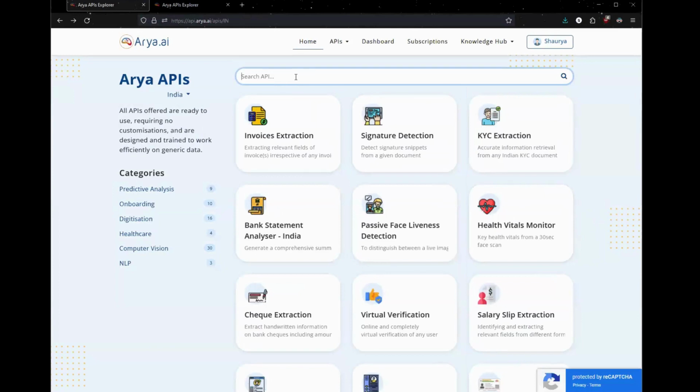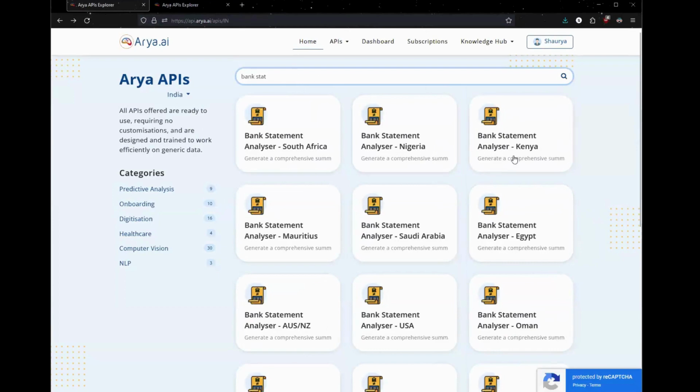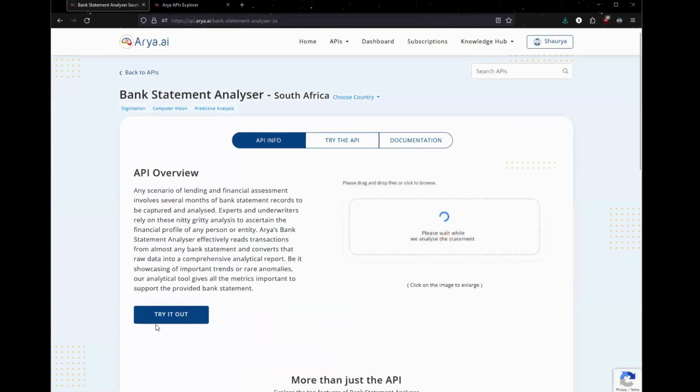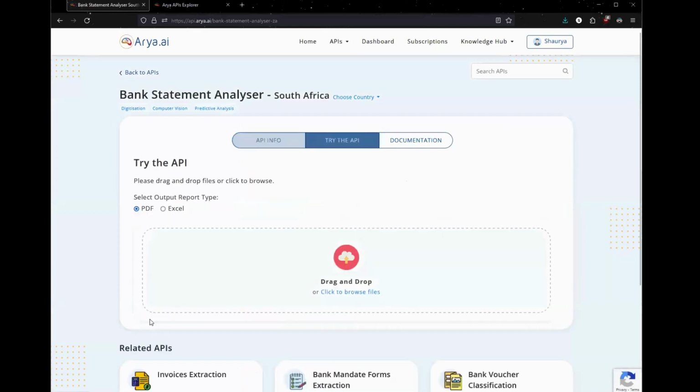You can search for Bank Statement Analyzer here, and you can see that there are Bank Statement Analyzers for various countries. We'll go over to the South Africa Bank Statement Analyzer, which is on the first card here. Once you click on this, you will get this page where you have an option of try it out. I'll click on this, and here you have an option of uploading the bank statements for which you want the analyzer.